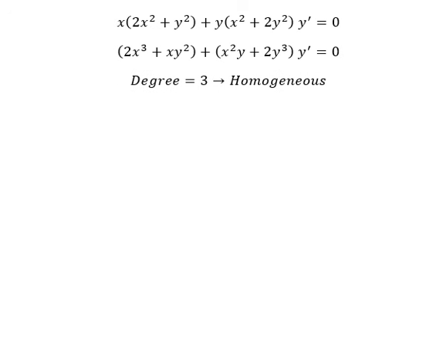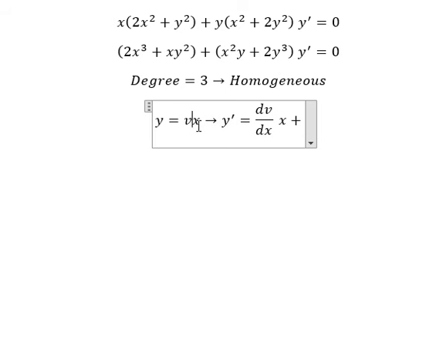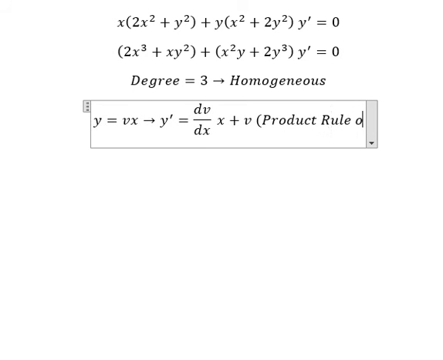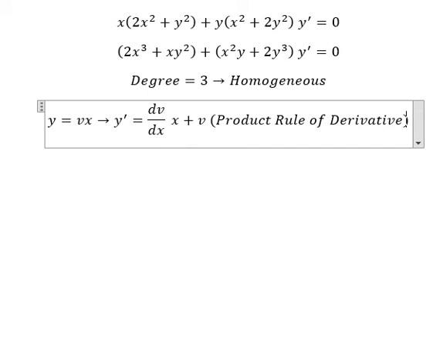So I will put y equals vx. If I do the first derivative for both sides, you get the first derivative of y. The first derivative of v, you get dv over dx multiplied by x. The first derivative of x, you get number 1. So we have v. This is the product rule of derivative.